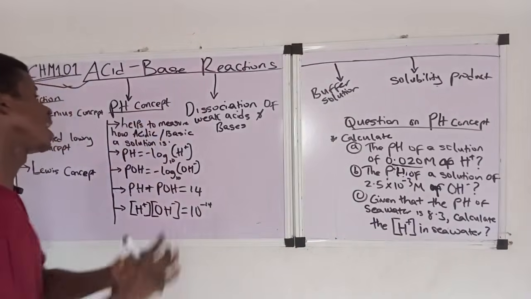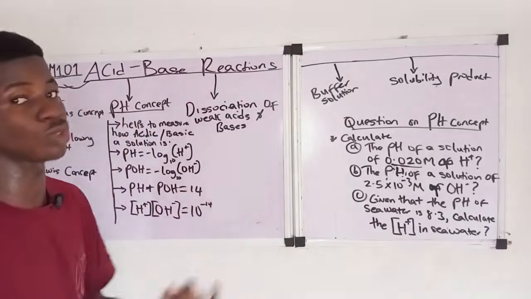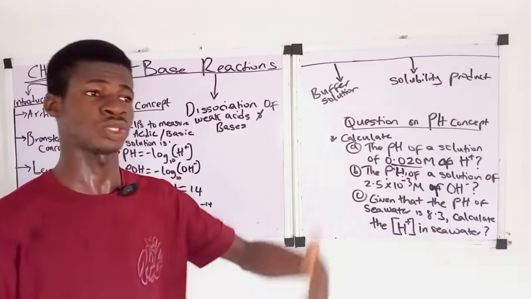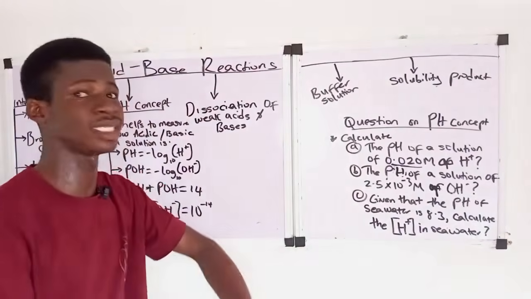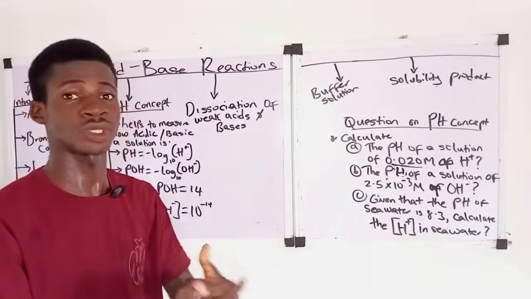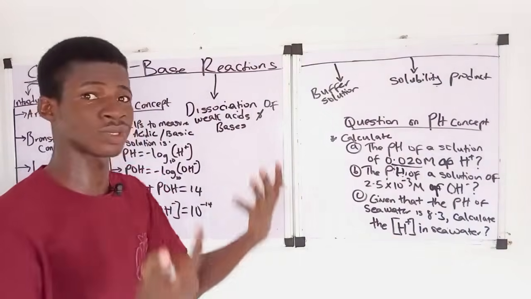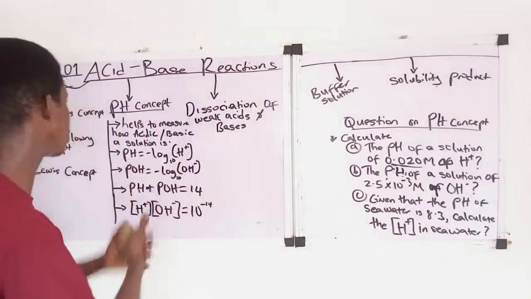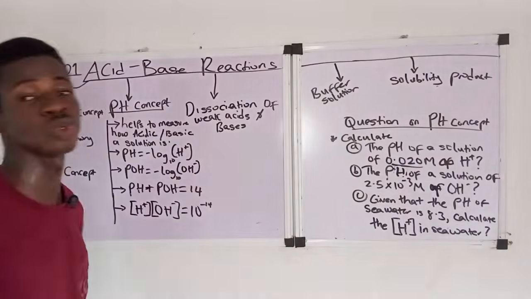The pH concept helps to measure how acidic or basic a solution is. pH tells you whether a solution is very acidic, or whether a solution is very basic. It tells you if a solution contains a weak acid, or if a solution contains a weak base. So that is the usefulness of pH. pH just helps to measure how acidic or basic a solution is.